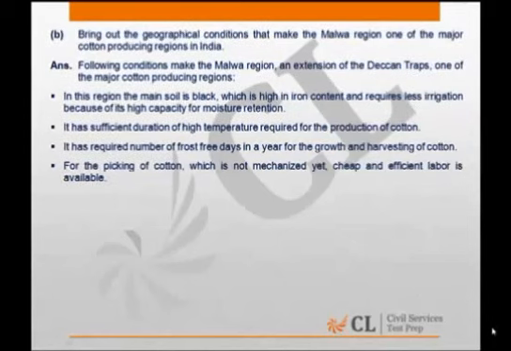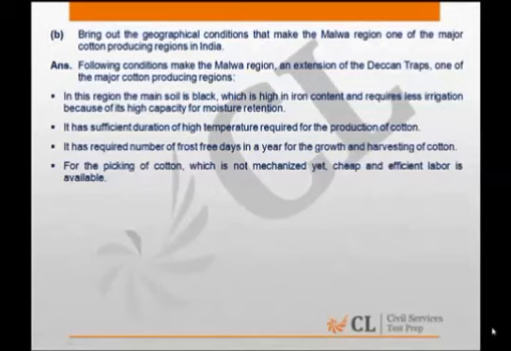Question 22 part B. Bring out the geographical conditions that make the Malwa region one of the major cotton producing regions in India. So what are the reasons? An extension of the Deccan Traps, availability of black soil. The main reason is iron rich black or regur soil. Water holding capacity is quite high.